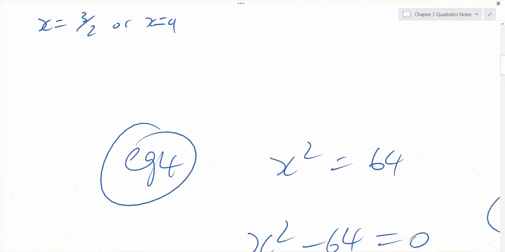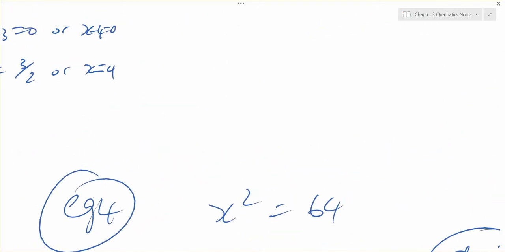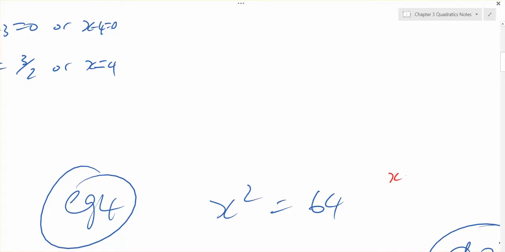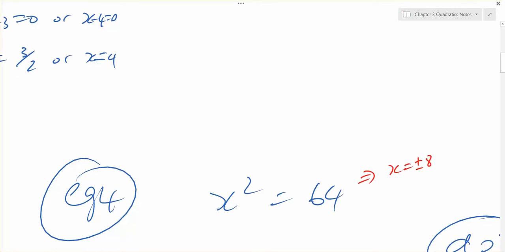In example 4, we have something similar. For example 4, I can do it two ways. I can take the square root of both sides. Remember, when we take the square root of both sides, we have to get the positive and negative root, so we get two solutions. Or I can do it the factorization way.